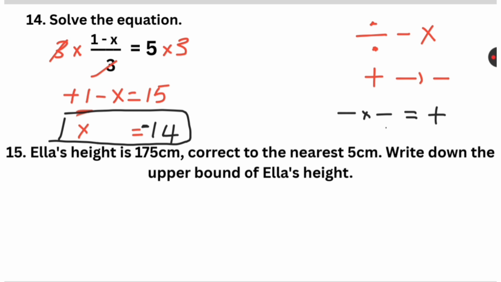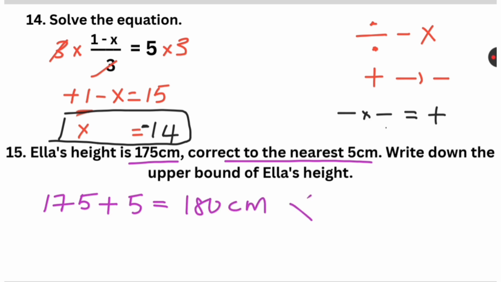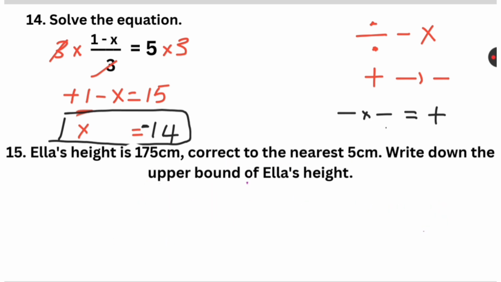Given some girl's height, which is 175 cm and correct to the nearest 5 cm. Students usually do this: whenever they are given correct to the nearest 5 cm, they immediately just add 5 to 175 to round up. We are going to get 180 cm, which is incorrect. For that question this is correct, but here they are asking the upper bound. So the correct way of solving this is, what is Ella's height? 175 centimeters, correct to the nearest 5 centimeters.